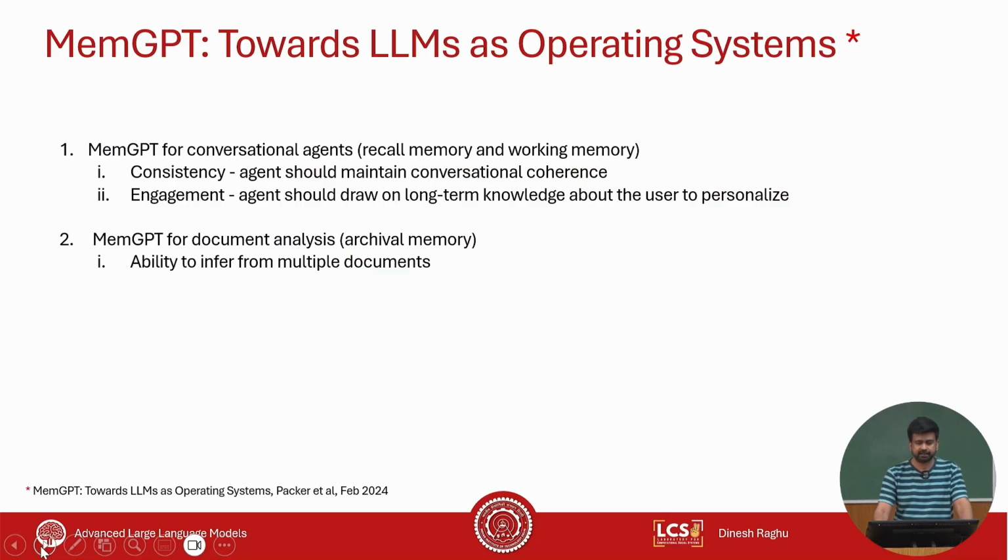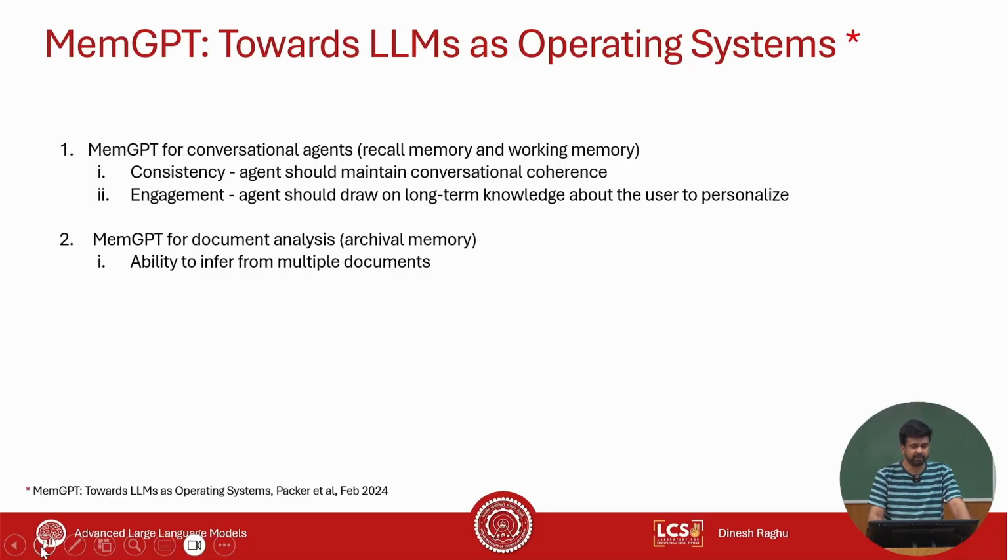So there are two types of experiments they do in two different setups. One setup is MemGPT for conversational agent. This is more like ChatGPT, right? So what is more important here is how we make use of the recall memory and the working memory. That is the crux of this experiment.